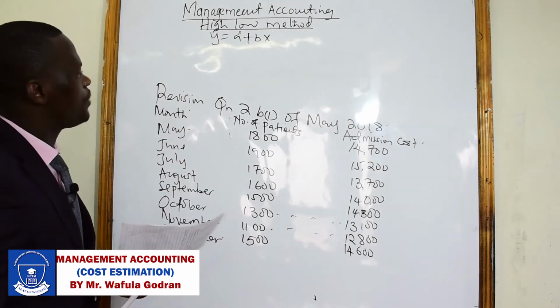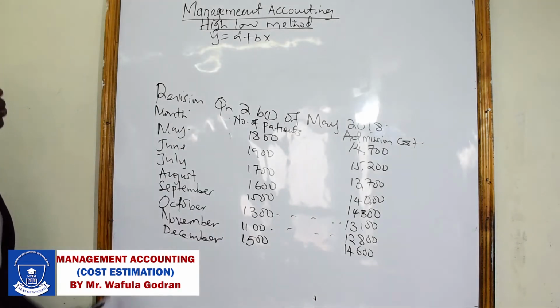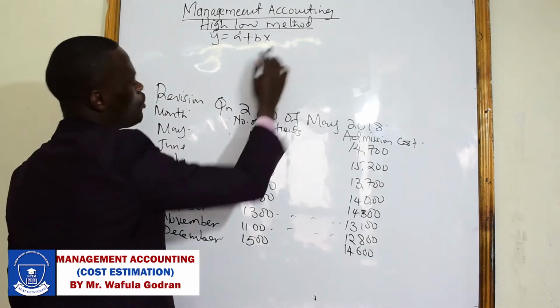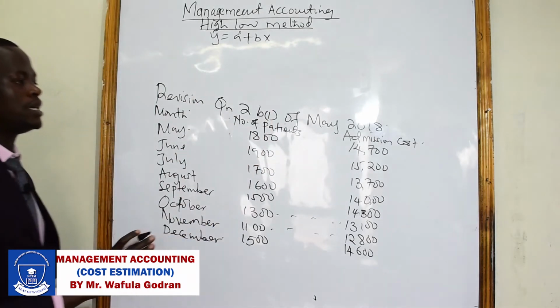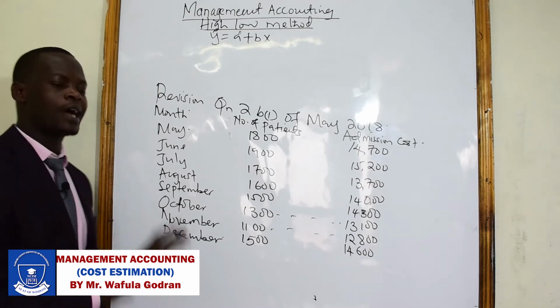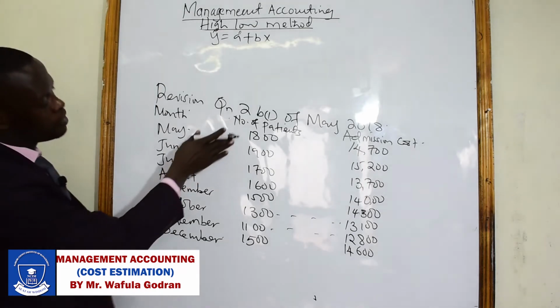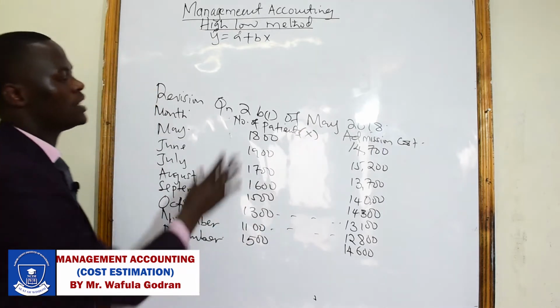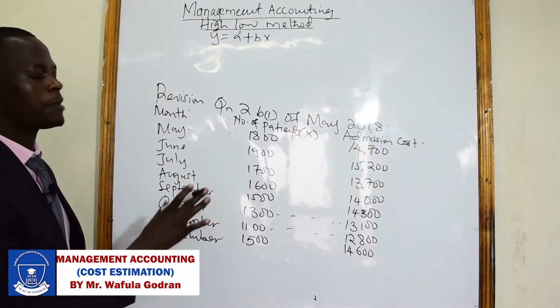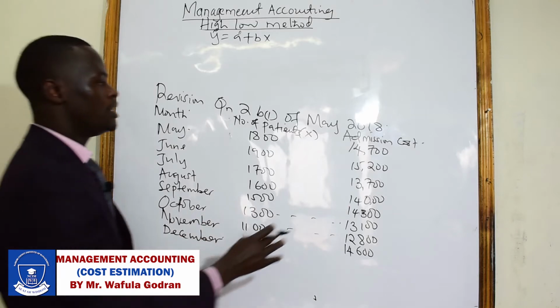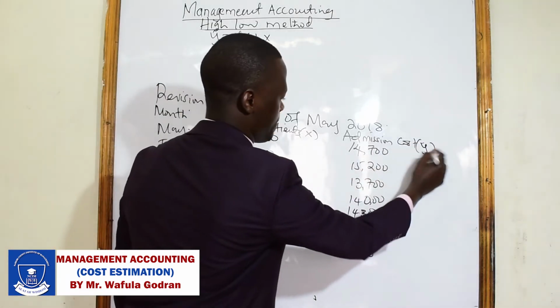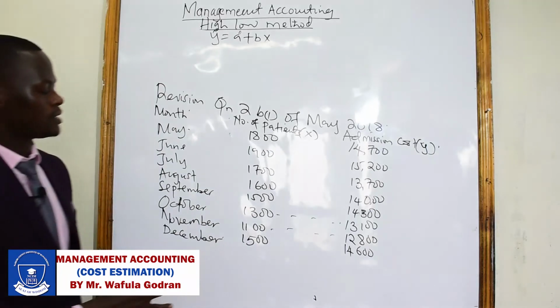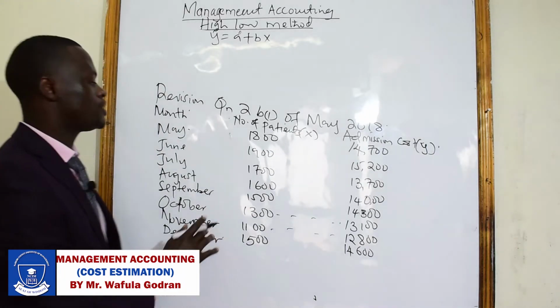That is what we first remember. Then, using the high-low method, we pick the highest and the lowest activity level. If we walk through the activity level, this is where our x is, because that is the number of patients representing the activity level. Then this cost is our y.